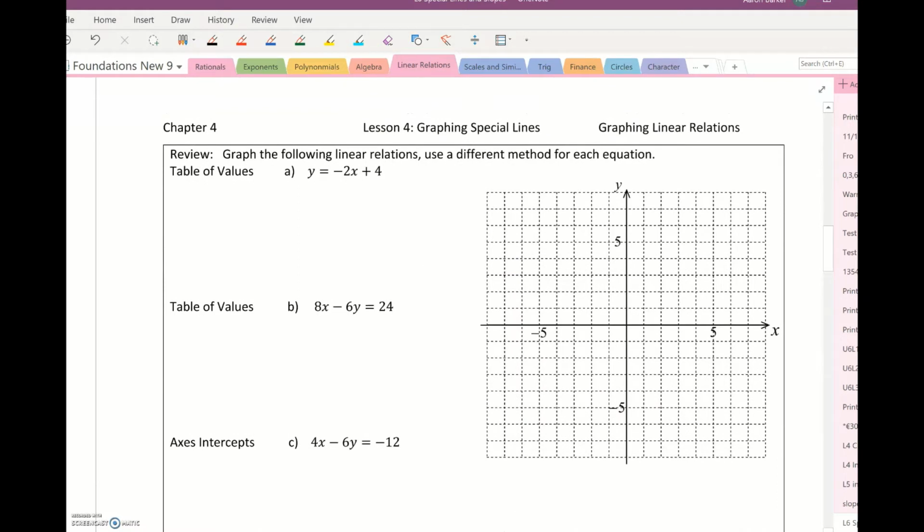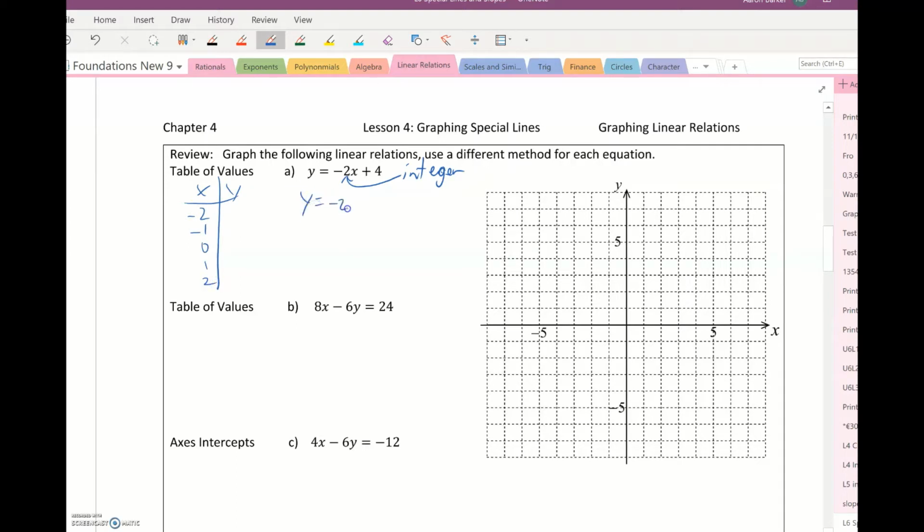Next thing we're going to work on then is graphing special lines. So we're just going to review table of values. Again, if you have an integer, right? So this here is an integer. What numbers should you be using? Well, if it's an integer, for your x value, you're always going to use -2, -1, 0, 1, and 2. Always. Substitute in.